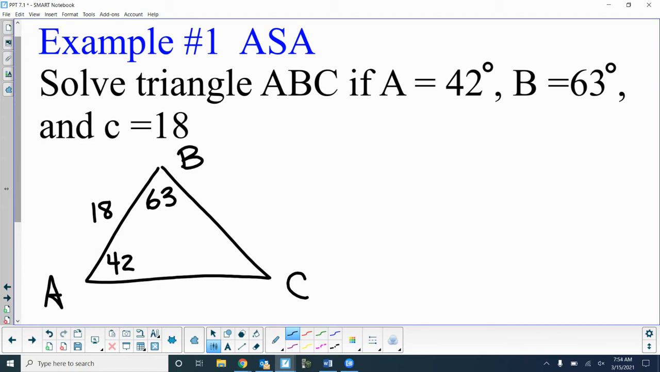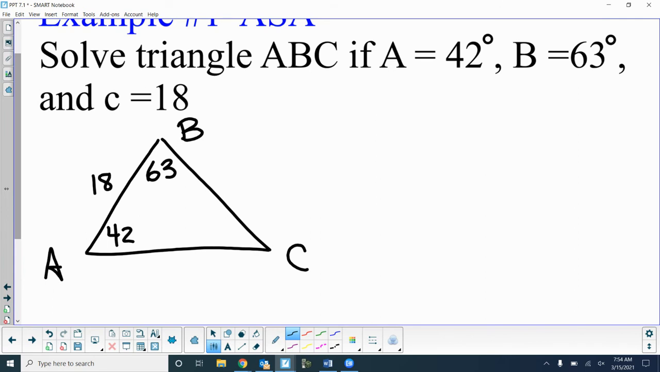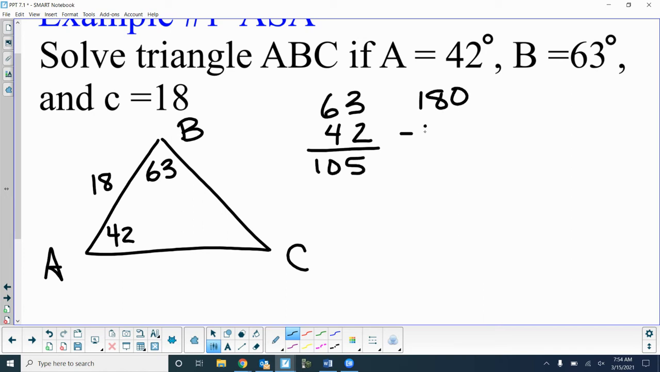So when I have this situation, the first thing I do is find the missing angle. So how do I figure that out? Think. What do we know about the three angles of the triangle, Tom? They all add up to 180. Right, they add up to 180. So if you know two of the angles, find that missing angle by adding them and then subtracting from 180. So when I add those, I get 105, right? So then to find that missing angle, I just do 180 minus 105, which would be 75.